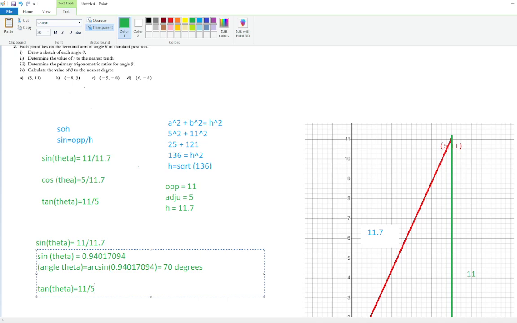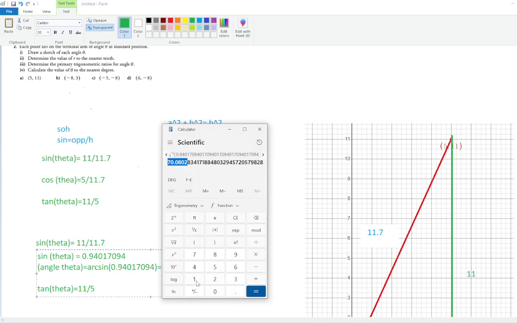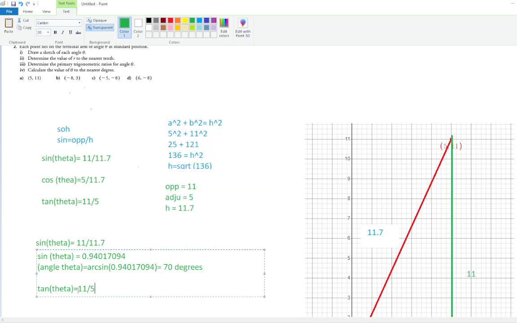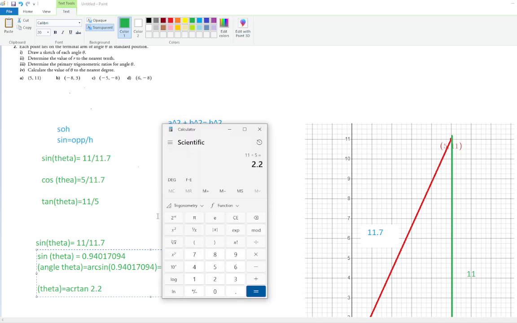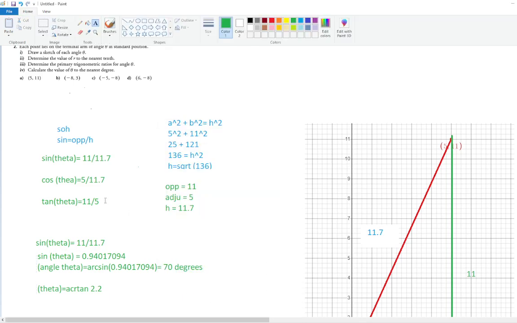so I can take this one, (2.2). Tan is the only one that can be above 1. So if I take the arctan of both sides, it cancels out this tan, and angle theta is equal to the arctan of 2.2. But what's interesting is it'll give me the same angle. Oh, it didn't. So I did something wrong the first one.